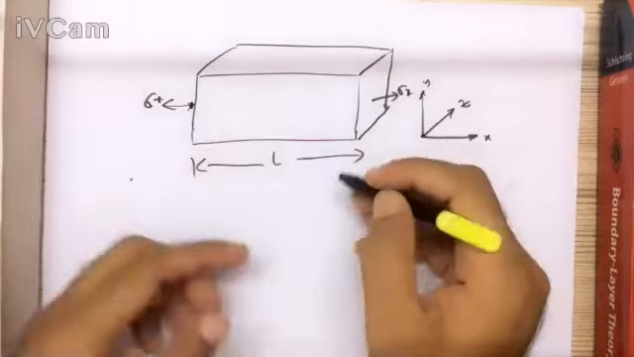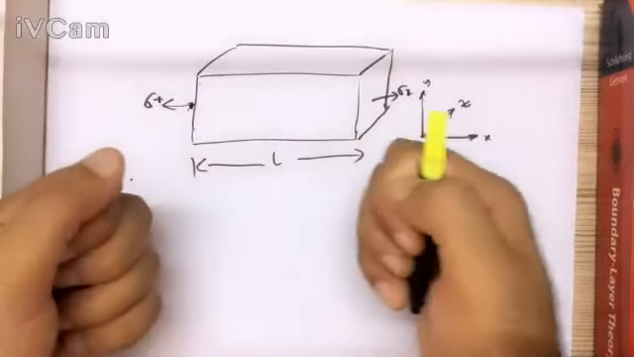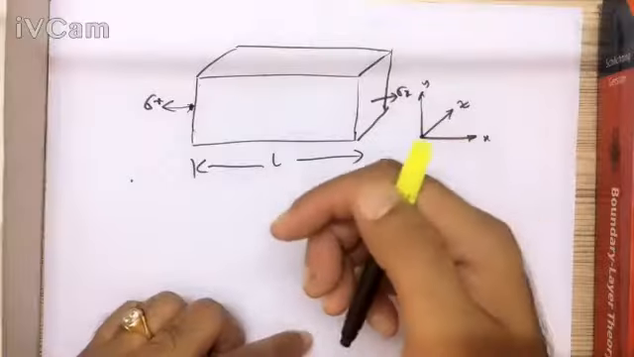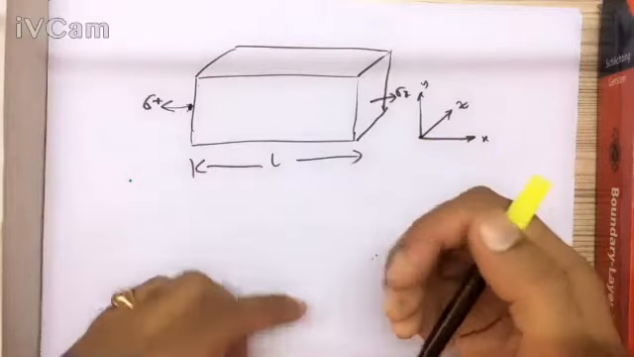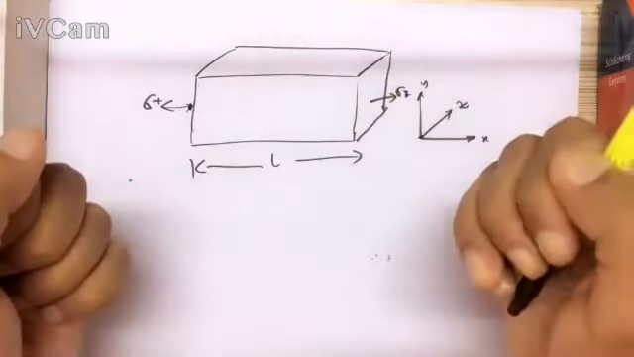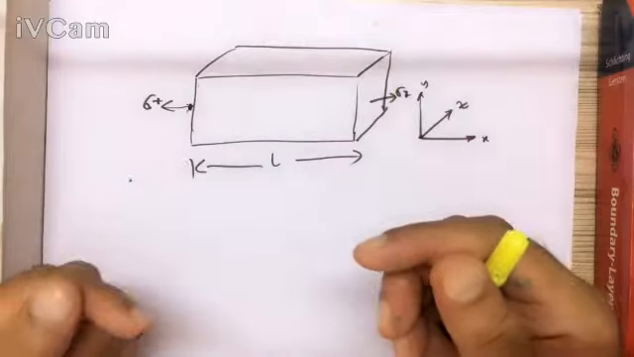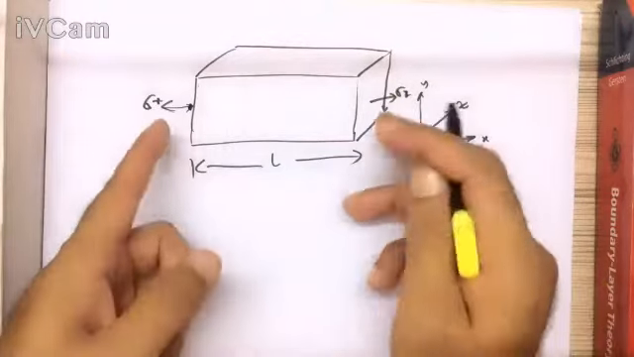Okay. What happens to this? There will be some change in length. The change in length by original length will give my strain. So when I have stress in one direction, definitely I'm going to have strain in that particular direction. So when I have sigma x, obviously I'm going to have epsilon x.